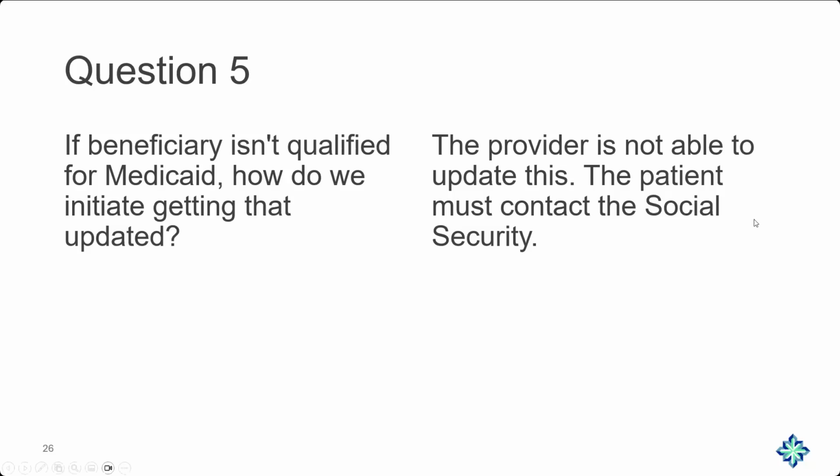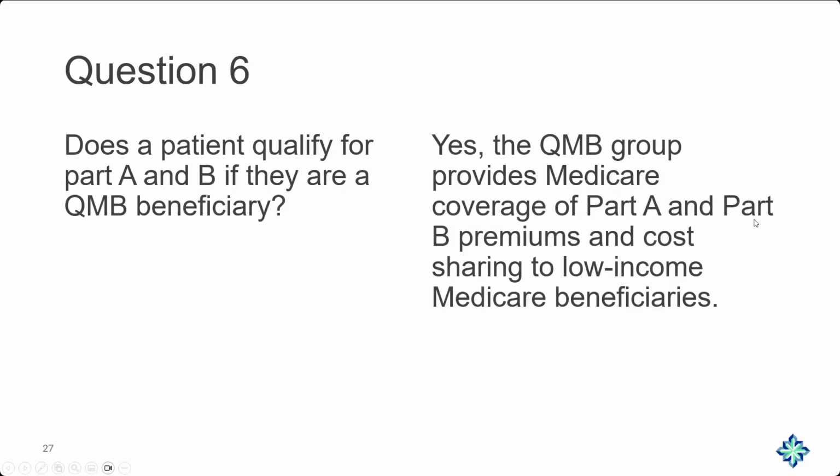Next, does a patient qualify for Part A and B if they are a QMB beneficiary? And the answer is yes. You have to have Part A and B. It's part of the requirement for QMB. So if you're not doing that, then you wouldn't be able to do that. Now, there are other cost-saving programs or other things that work with Medicaid that are not QMB, which they could qualify for if they did not have Medicare Part A and B. But for the QMB program, the answer is yes, they have to have both Part A and B.